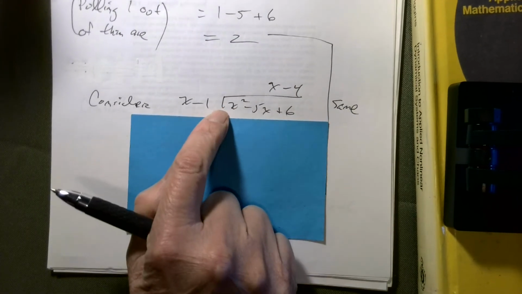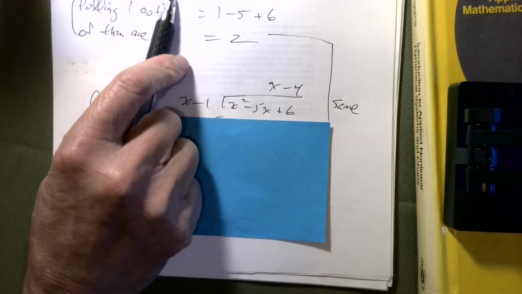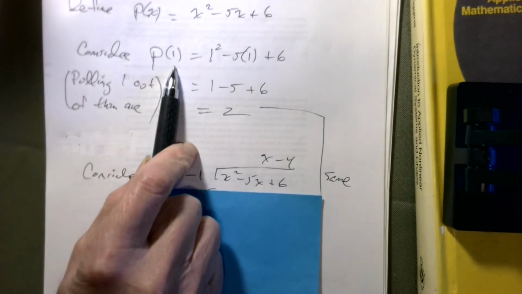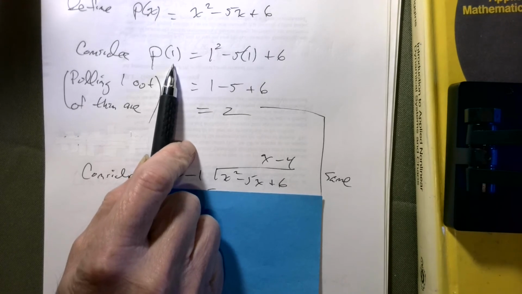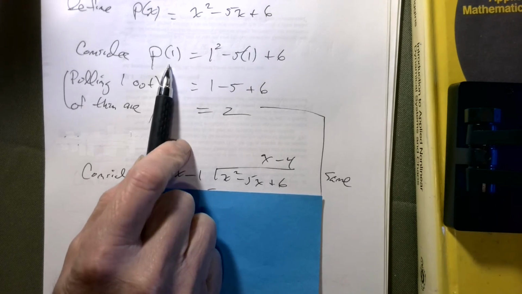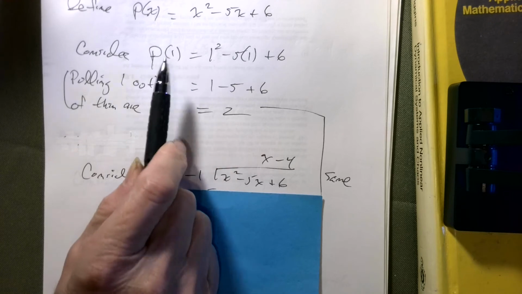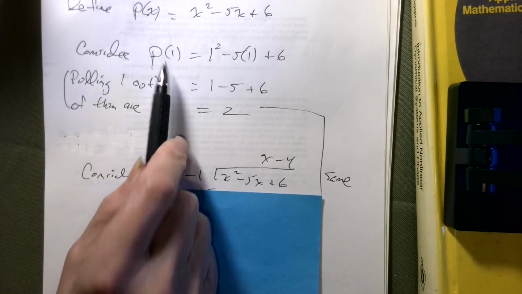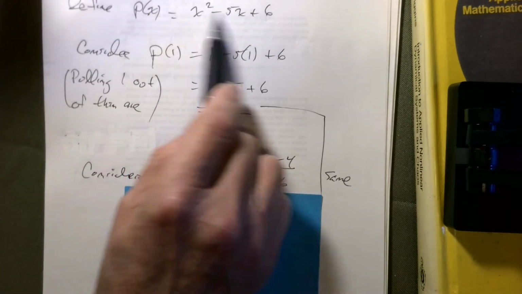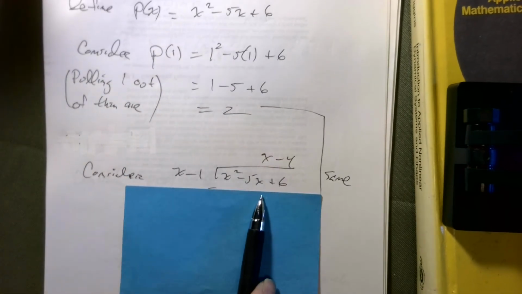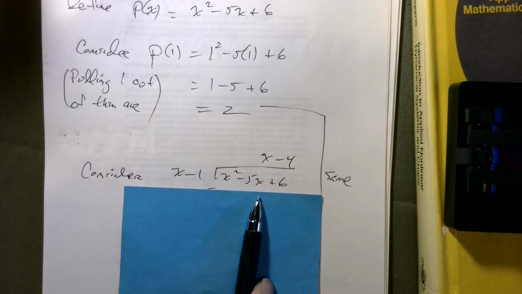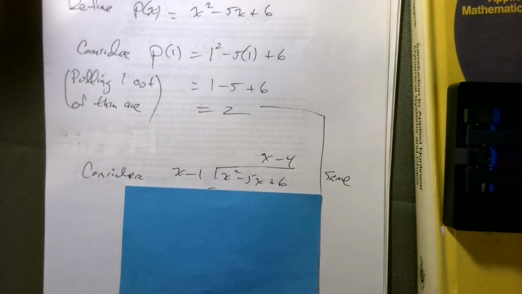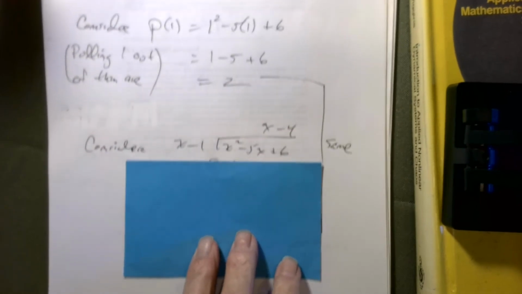Again, where did the 1 come from? Out of thin air. I'm just making up the number. And there's a fundamental theorem of algebra that says if I pick a number and I go x minus that number and I divide into this polynomial, I'm going to end up with a remainder. I want to show you that that remainder is in fact 2.